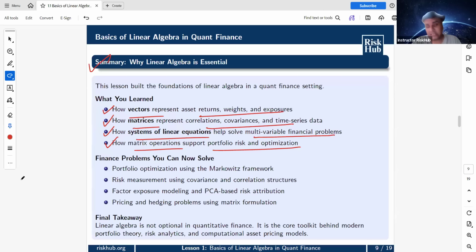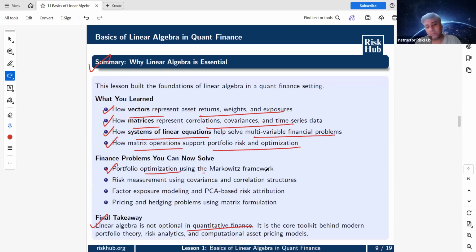Now, the final line is very important here: linear algebra is not optional in quant finance. It sits behind your modern portfolio theory, your risk models, your PCA, your factor investing, your regression, your derivative pricing, your asset allocation, your stress testing, your hedging. In simple words, if statistics is the language of uncertainty, linear algebra is the language of your financial systems. That's what we must remember.